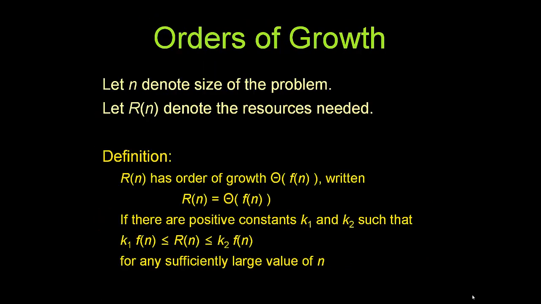Formally, we will define the following. Let n denote the size of the problem, for example, Fibonacci n, right? And let R(n) denote the amount of resources required to solve the problem. So R can either be time or space, right? R(n) has order of growth Theta of f(n), written as R(n) = Theta(f(n)), if there are positive constants k1 and k2 such that k1 and k2 times f(n) will bound the R(n) for any sufficiently large value of n.